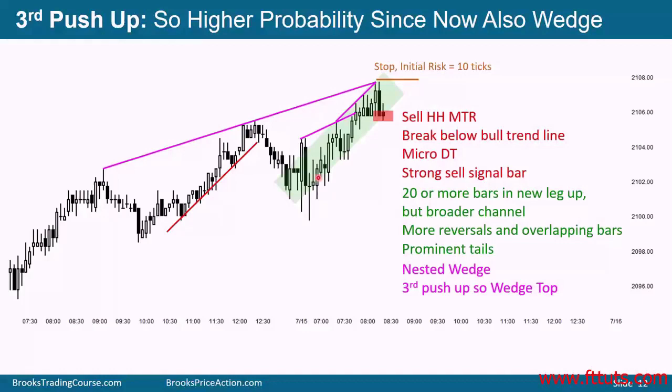Lots of prominent tails, all representing balance between the bulls and the bears. Bulls are selling at the highs of a lot of these bars. Bears are selling at prior highs. We're getting increasing selling pressure. And a nested wedge. We have a wedge 1, 2, 3, and reversing down. You can also draw the wedge 1, 2, 3, trying to get a bull breakout above the wedge. You can draw the wedge 1, 2, or 2 and 3, or 1, 2, 3.